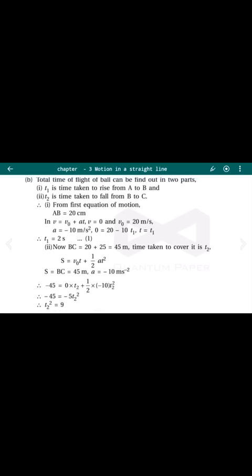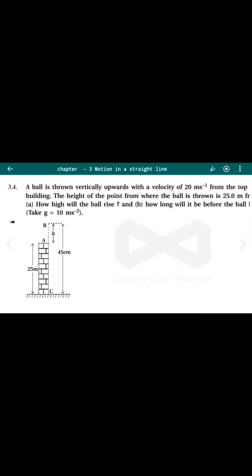Now we will be finding the time taken for the path BC, that is when the ball covers the distance BC, which is equal to 20 plus 25. The path over here is, because you can see that the building has the height as 25 meter and AB, the distance that is covered by the ball, that is h equals 20 meter. So the total path from C to B is equal to 45 meter. 25 plus 20, that is 45 meter.